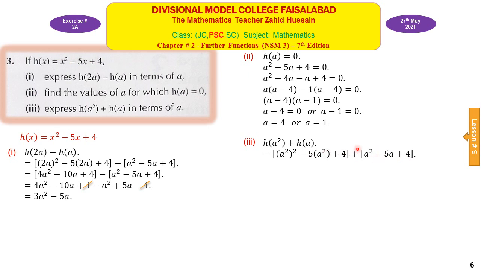Remove these two brackets because there is a plus sign before this bracket, so sign of each term within the bracket will remain same. A square, the square of a square is a4, minus 5a square plus 4. Remove the brackets and simplify. A4, there is only one term with a4, minus 5a square plus a square is minus 4a square, then minus 5a and 4 plus 4 is 8.